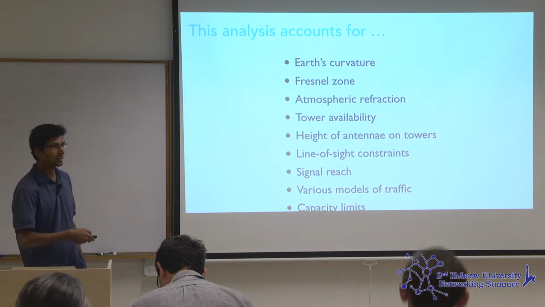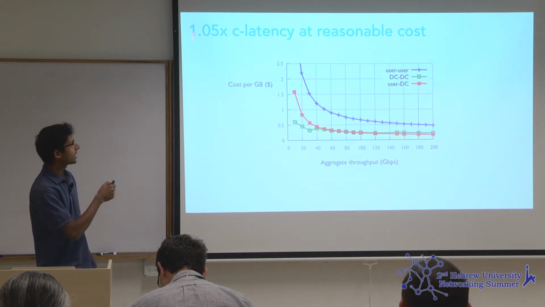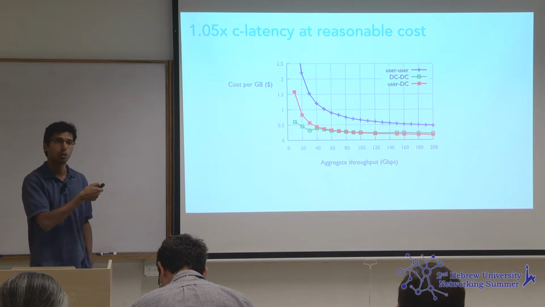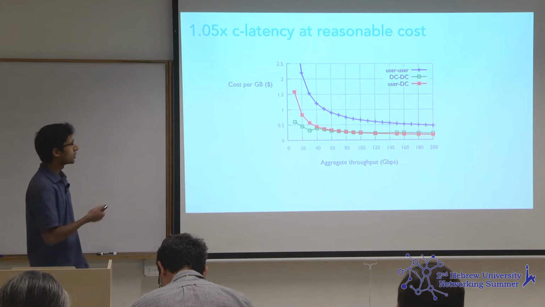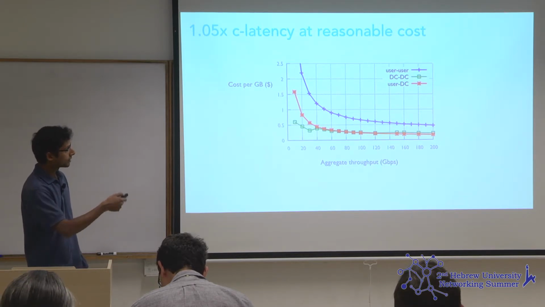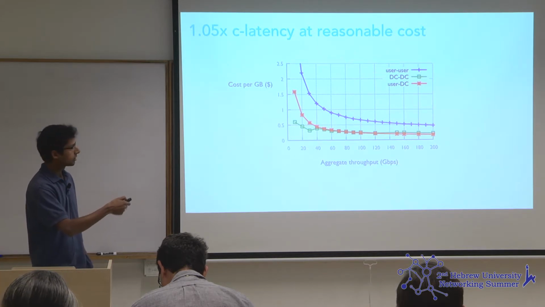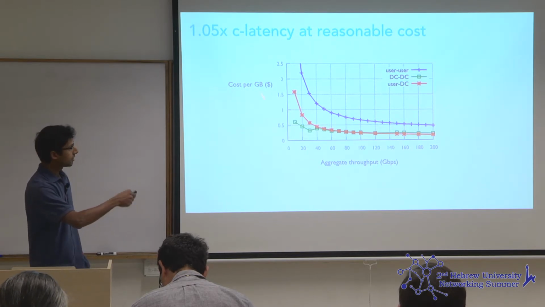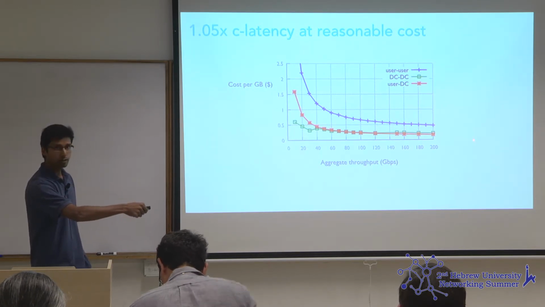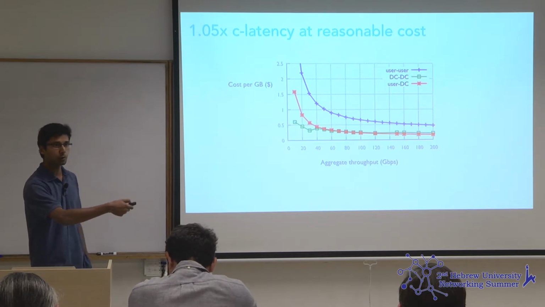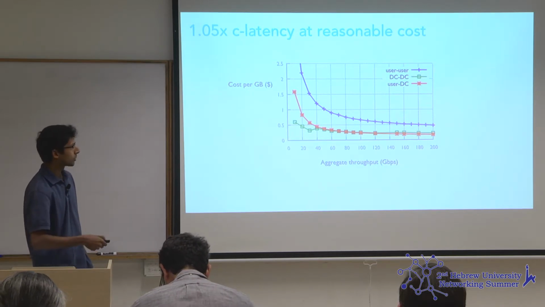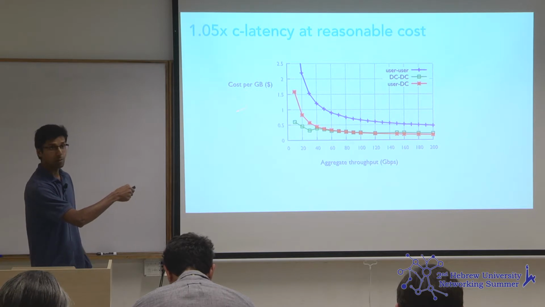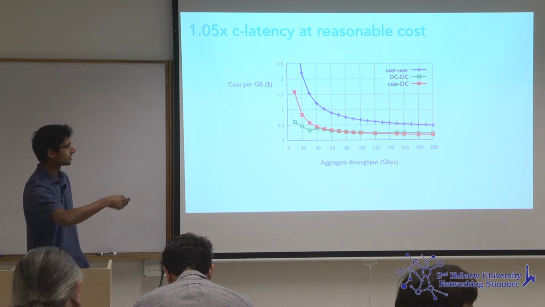What this gives us in the end is a network that performs at roughly 5% more than the speed of light benchmark we are after. And it does so at fairly reasonable cost. So as you increase on the x-axis the aggregate throughput of this network, in gigabits per second, the cost scales down, right? So it becomes more and more cost effective as you add more capacity to the network. This is cost per gigabyte.